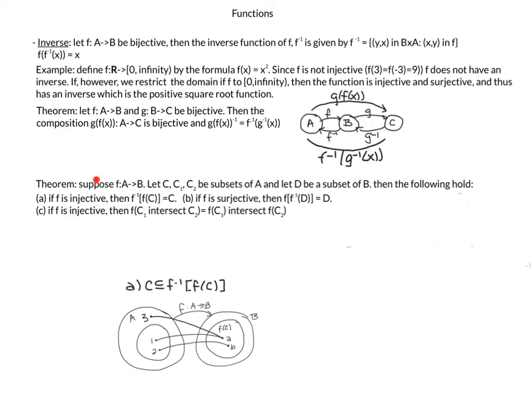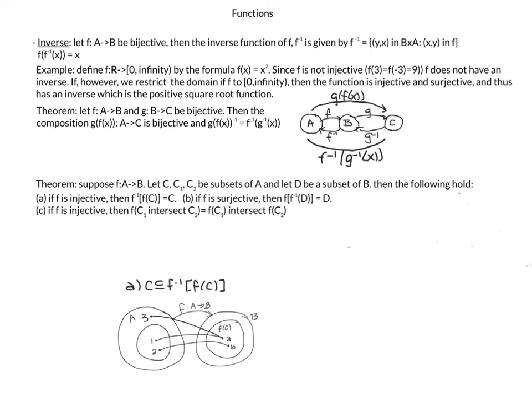So this might sound familiar. It certainly starts out a lot like one of our previous theorems, where we said that the pre-image of the image was not necessarily equal to C, but it would always be contained in C, or C would be contained in the pre-image of the image.